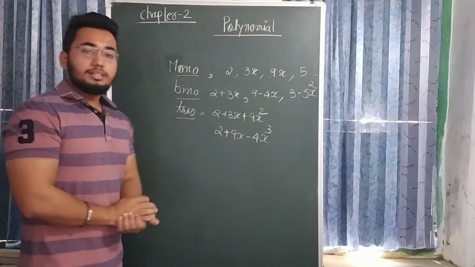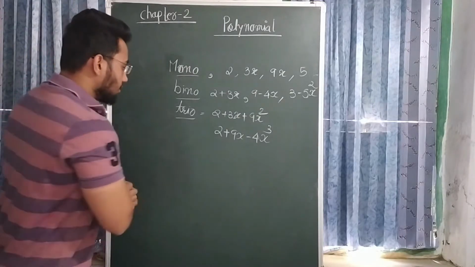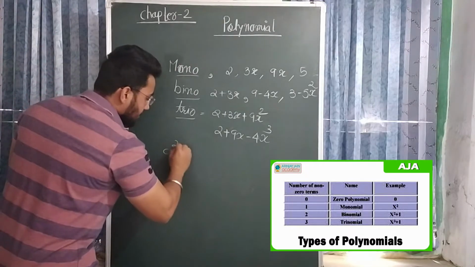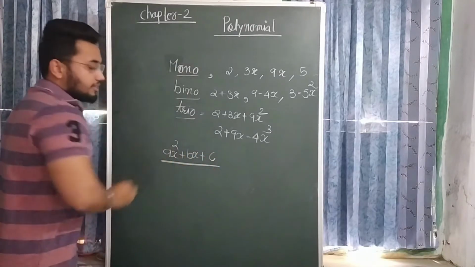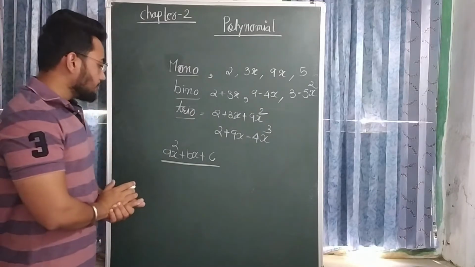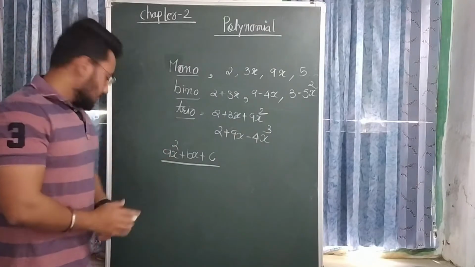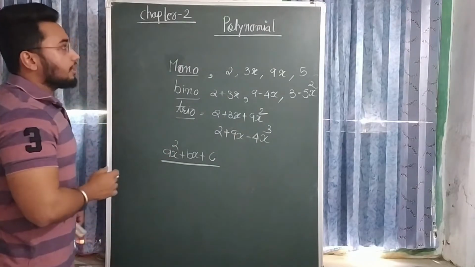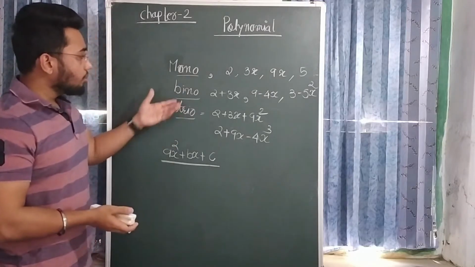And you all know that the basic standard form of any quadratic equation is ax square plus bx plus c. This is the standard form of any quadratic equation. Quadratic equation means it contains maximum 2 degree. Okay. So what have we studied so far? So far we have studied what is a polynomial and types of polynomial.